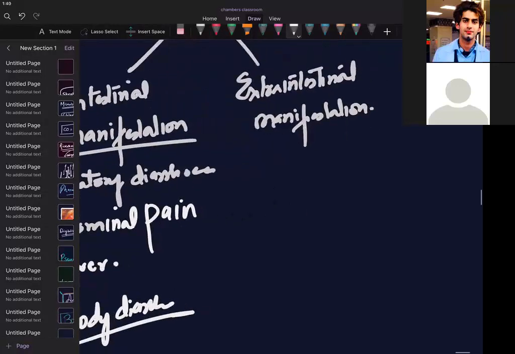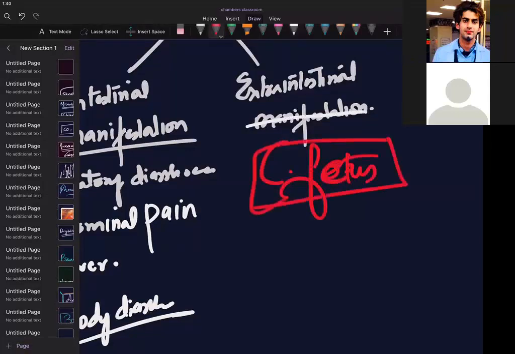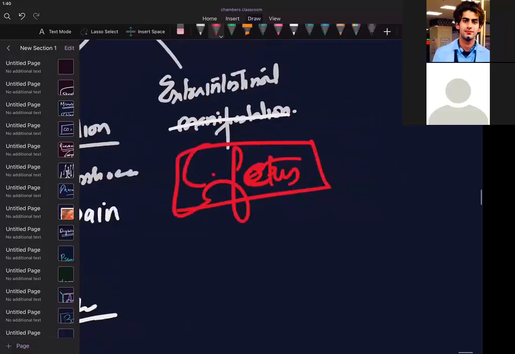Extraintestinal manifestation, remember, red pen: C. fetus will be mostly causing extraintestinal manifestations. And it will be mostly in immunocompromised people.